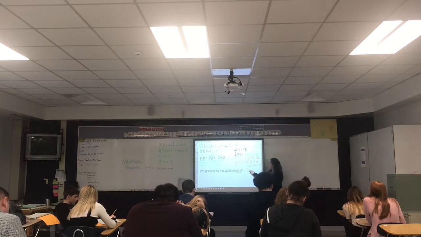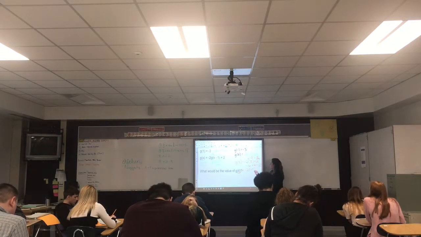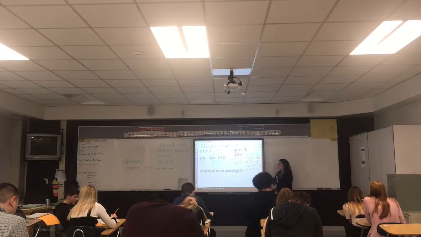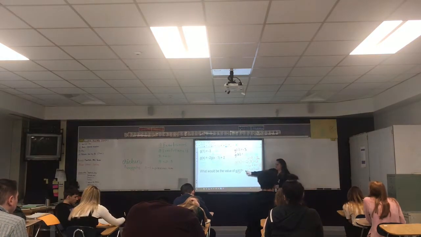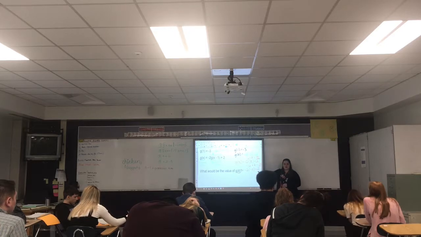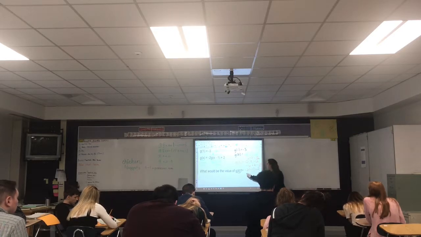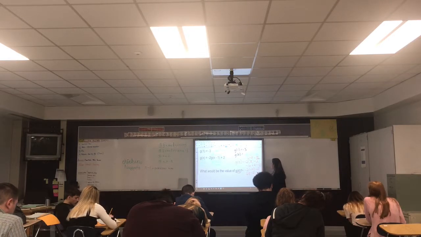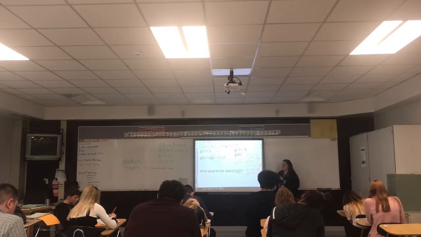-2 times -14 plus 2. And then you just do the math. -2 times -14 is a positive 28, plus 2 is 30. So g of 4 comes out to be 30.